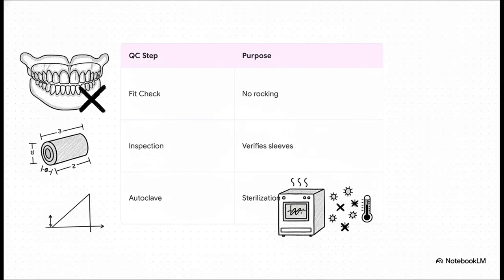First up is the fit verification on a 3D model. This confirms full seating with no rocking whatsoever. I mean, if the guide wobbles even a fraction of a millimeter, the surgery is completely compromised.